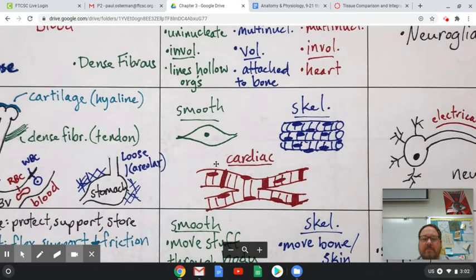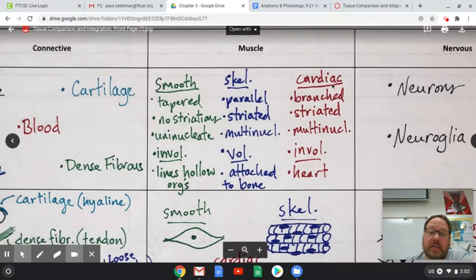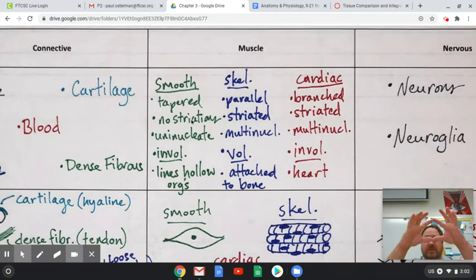Okay, looking at muscle. There are 3 categories of muscle you need to know: smooth muscle, skeletal muscle, and cardiac muscle. Now, smooth muscle cells are tapered. That means they're wider in the middle and narrower on the ends. They're said to be smooth because they lack striations, so you don't see any stripes under the microscope. They're uninucleate, meaning they have a single nucleus. And what's key here is they are involuntary. So you don't decide when smooth muscles contract. You don't decide when your intestines contract or your stomach contracts or when your blood vessels contract or dilate. Okay? Smooth muscles are involuntary. And where do we find them? They line hollow organs.